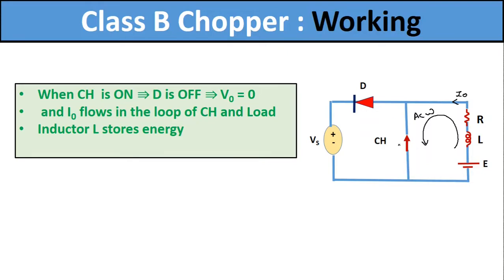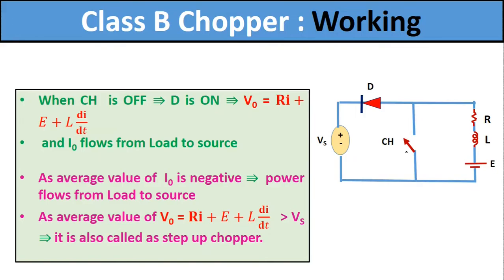Now as this chopper switch is connected across the load, the short circuit created by the chopper switch will come across the load. Therefore in this case the load voltage V0 will be equal to 0. Now as soon as the current starts flowing into the loop, as this inductor is an energy storing device, this inductor starts storing the energy and the polarity of the voltage across this inductor will be plus on this upper point, minus on this lower point.